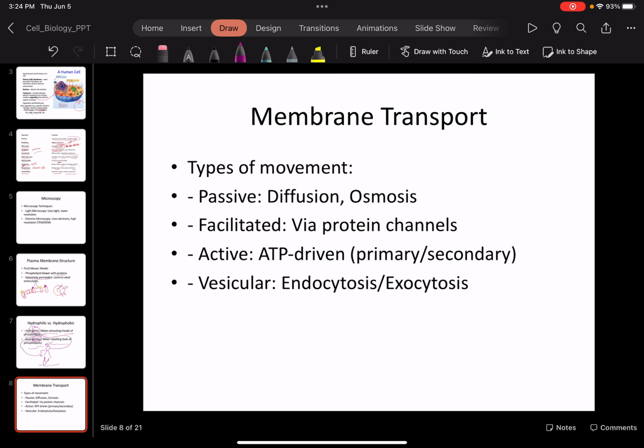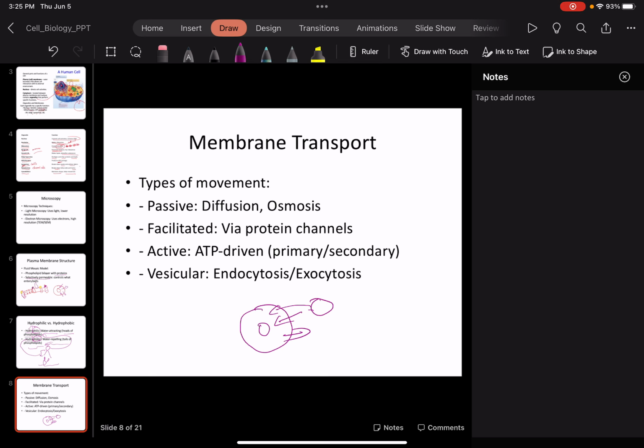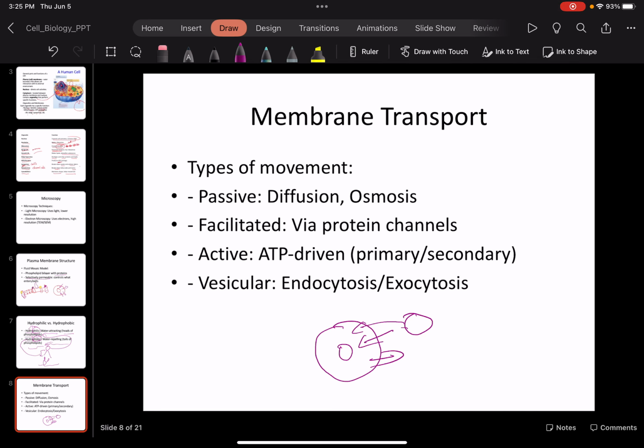Then you have to know about membrane transport. Like we said, everything won't be allowed to go in and out. Some things cannot go through this. Some of them are too big. Some of them may be hydrophobic, or for certain reasons cannot go in and out. So what happens? There are different ways things go in and out. Types of movement we're going to study.